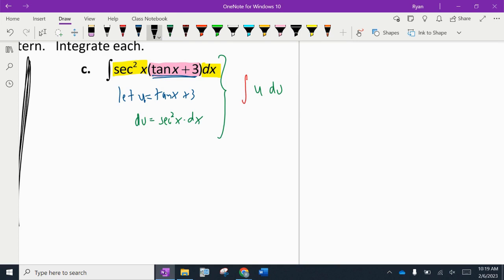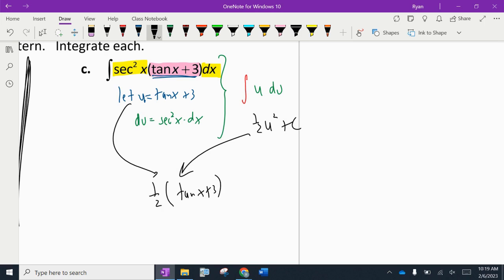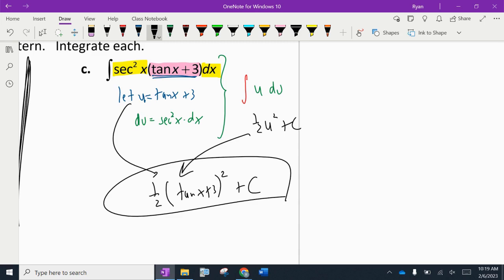The integral of x dx would be x squared over 2. The integral of u du is u squared over 2, or times 1/2, plus c. It's a power rule. Then with our substitution, it's 1/2 of u, that's the tangent of x plus 3, squared, plus our constant. How do I know this is correct? Well, if we take the derivative of this, it would get us back to that original integrand.